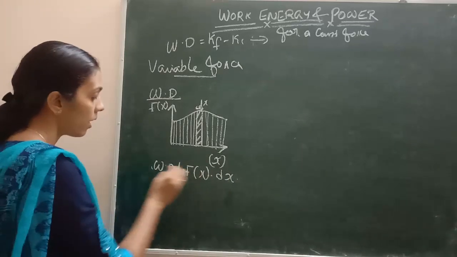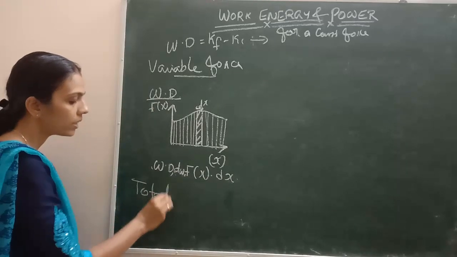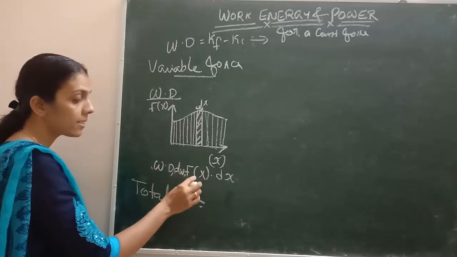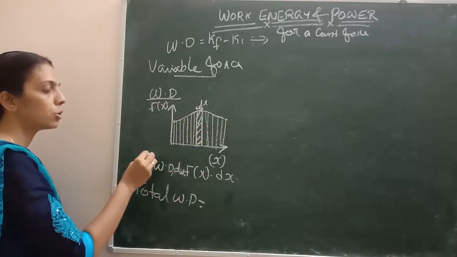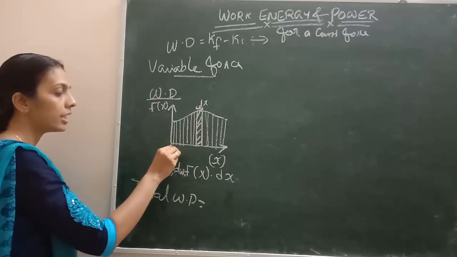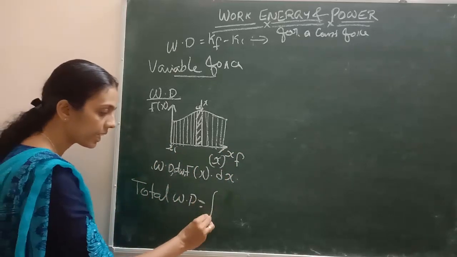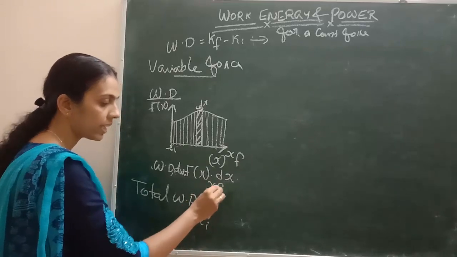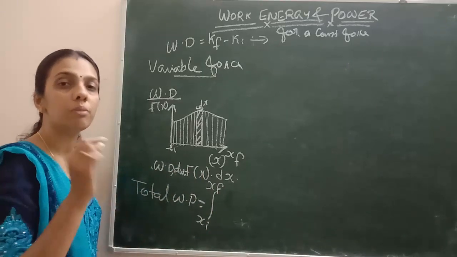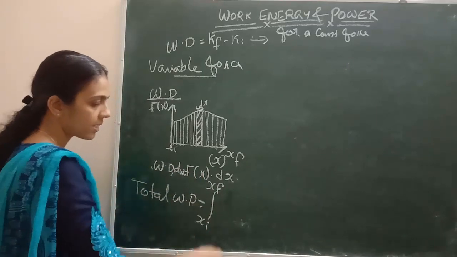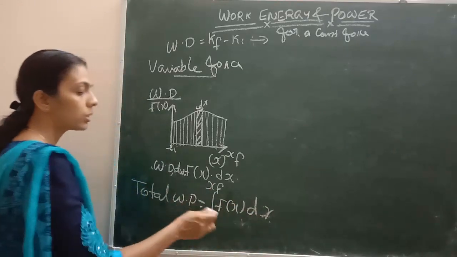Now how can we find out the total work done? If we have the work done for a small distance dx, how can we find out the entire portion? If this is the initial position and this is the final position, we can integrate from xi to xf. If we have a small value with us, to find a bigger value, we should integrate. Integral from xi to xf of F(x) dx. This will be the total work done.